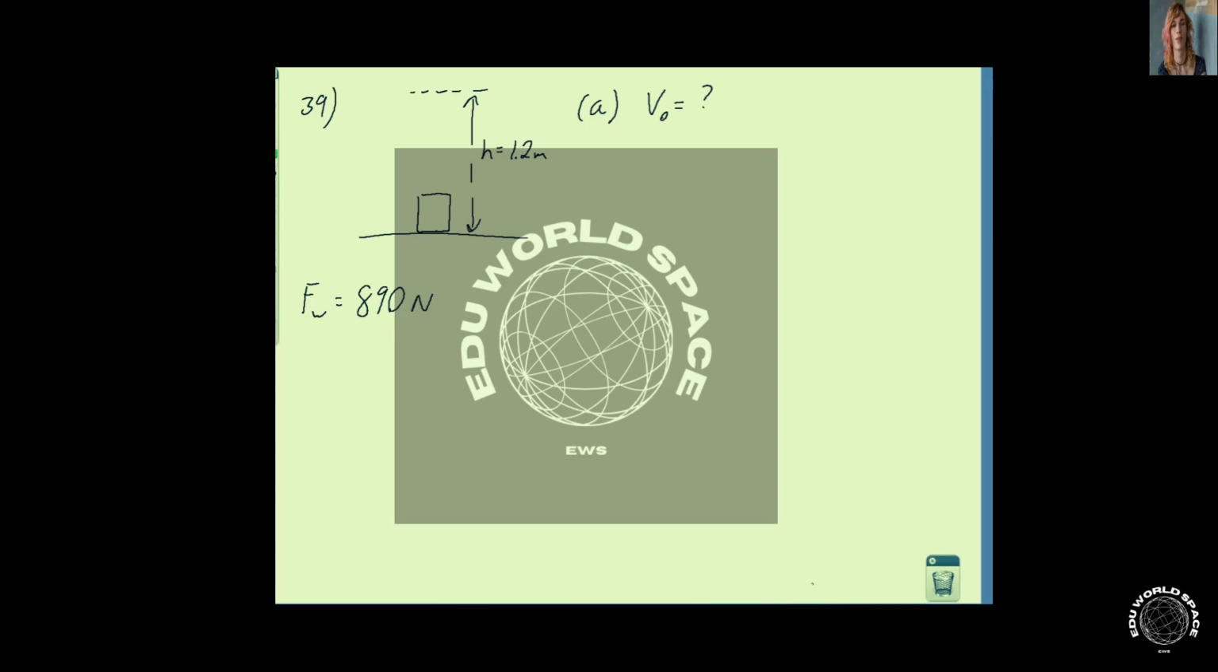Chapter 4, Problem 39, deals with a basketball player with an impressive vertical leap of 1.2 meters. Part A wants to know how fast was the basketball player moving when his feet left the ground.